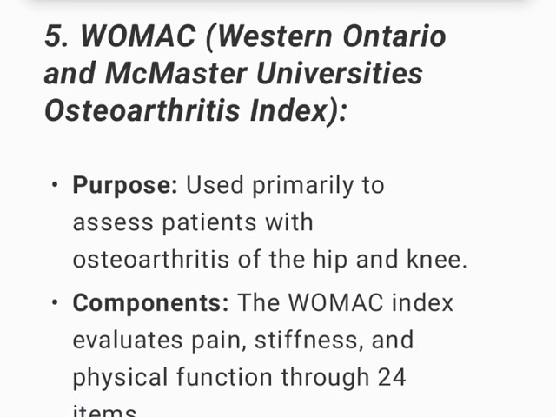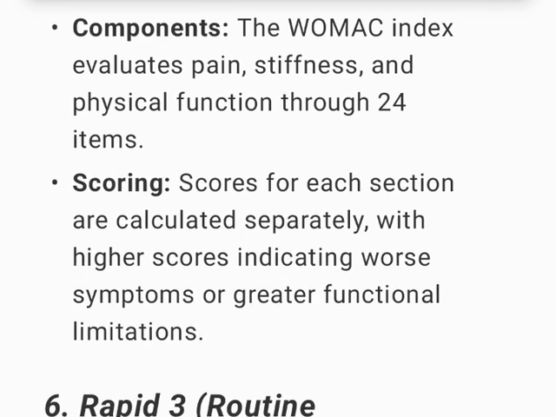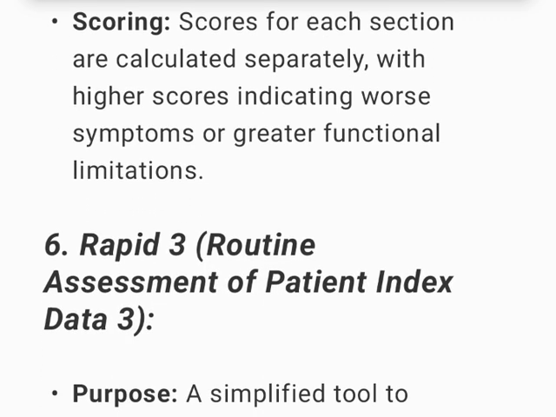5. WOMAC, Western Ontario and McMaster Universities Osteoarthritis Index. Purpose. Used primarily to assess patients with osteoarthritis of the hip and knee. Components. The WOMAC index evaluates pain, stiffness, and physical function through 24 items. Scoring. Scores for each section are calculated separately, with higher scores indicating worse symptoms or greater functional limitations.